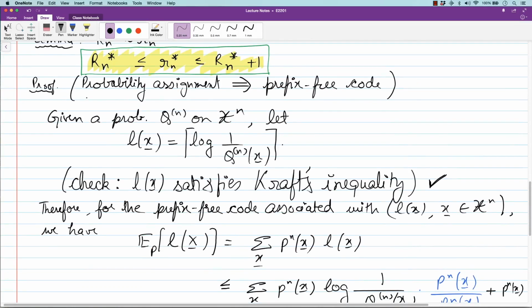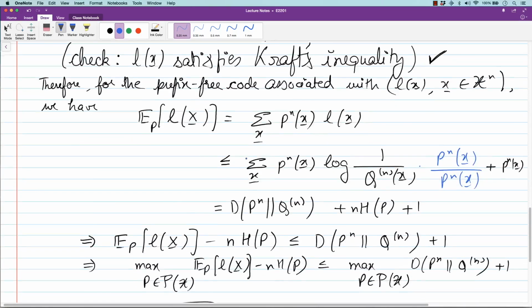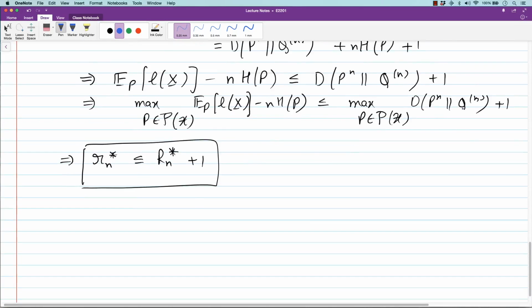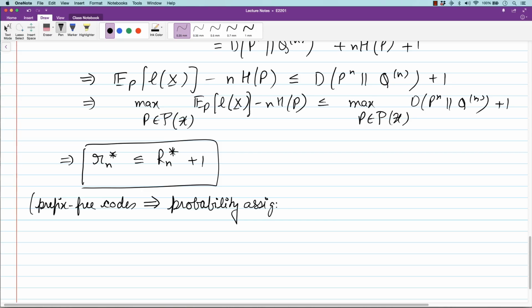So we are done with the probability assignment part: if you have a probability assignment, then you get a prefix-free code. We saw how that happens. This is exactly like Shannon codes, except that we're using the wrong distribution, and that gives you an extra cost this way. Okay, how about the other side? So the other side, we say that a prefix-free code gives a probability assignment.